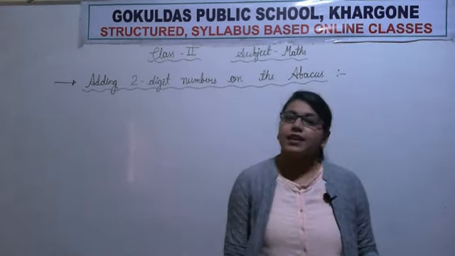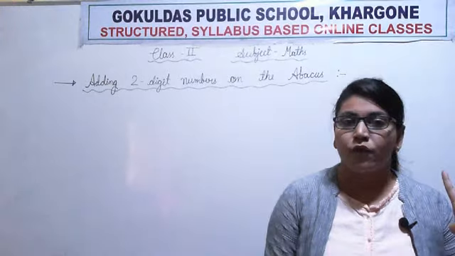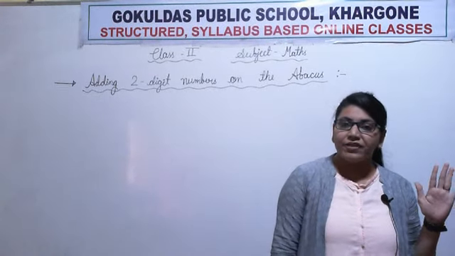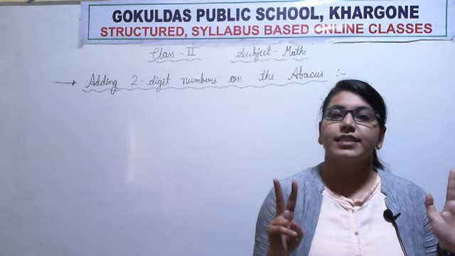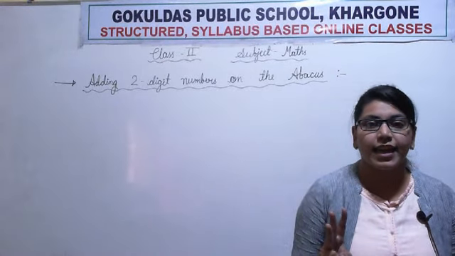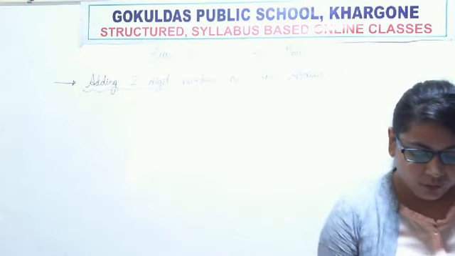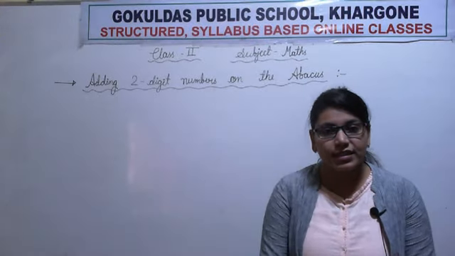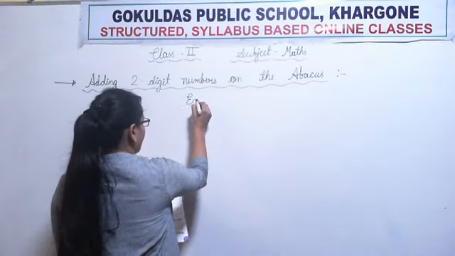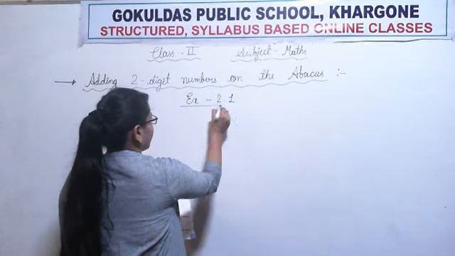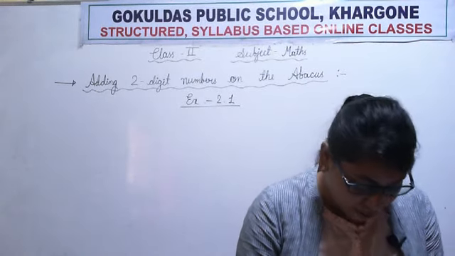1 ten means 10, 2 tens 20, 3 tens 30, 4 tens 40, 5 tens 50, 6 tens 60, 7 tens 70, 8 tens 80, and 9 tens 90, and 10 tens means hundred. So we have started our exercise 2.1 and we had done question number 1 also because it was based on addition properties. Now we will start from question number 2.